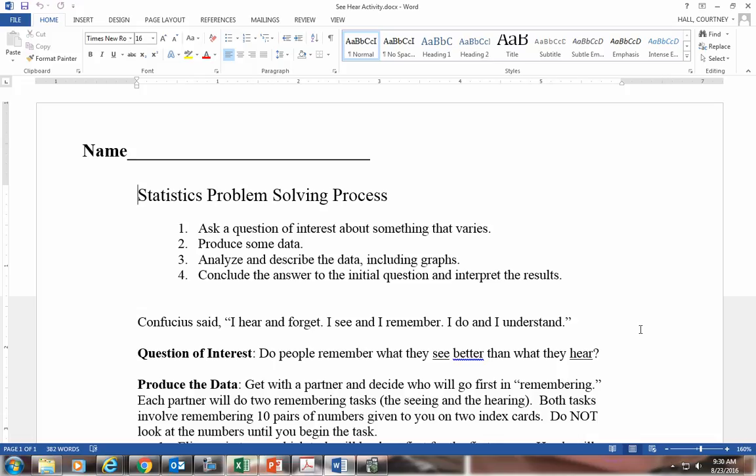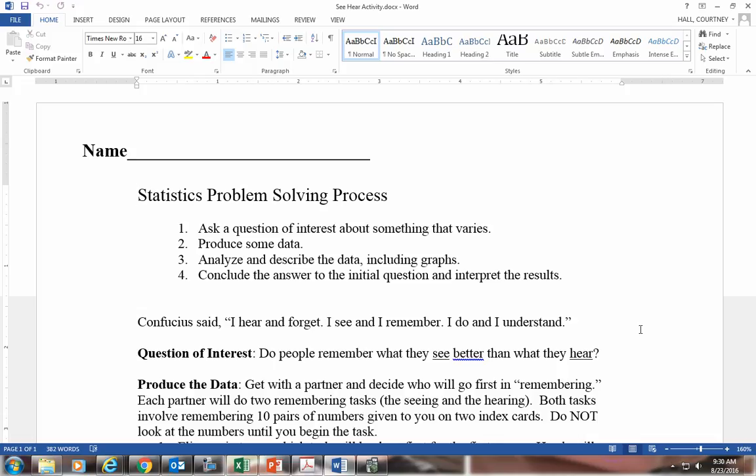So we're going to be doing step 1 and 2 today. We're going to look at a question of interest, and then we're going to get some data about it. We're going to produce some data. Number 3 and 4 is probably going to come on Thursday when we can actually look at that data, look at a graph of that data together, and kind of discuss it and analyze it at that time. But it says you're going to analyze and describe the data, including graphs. Number 4, conclude the answer to the initial question and interpret the results.